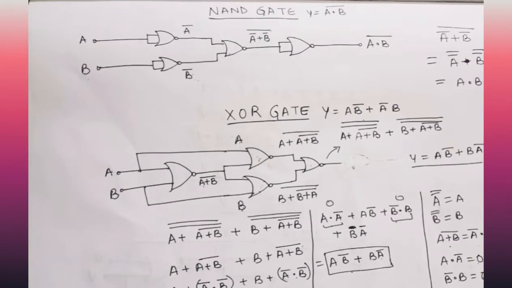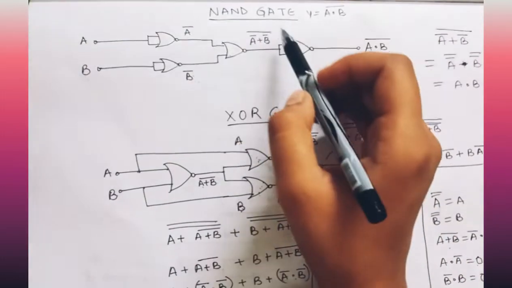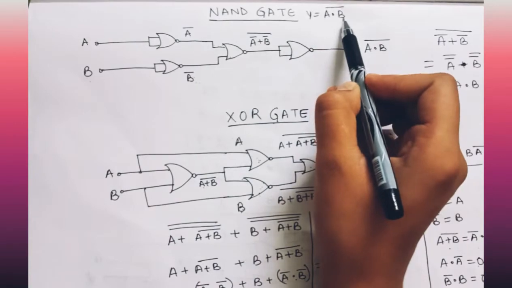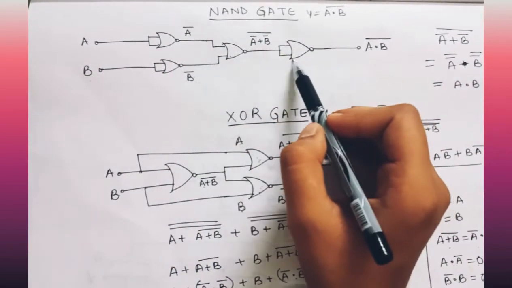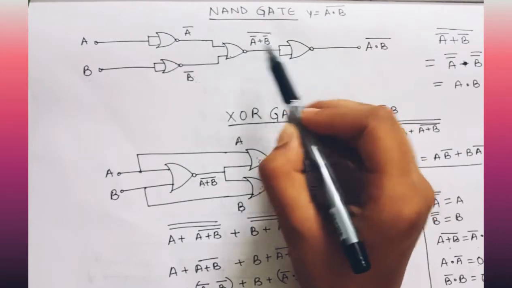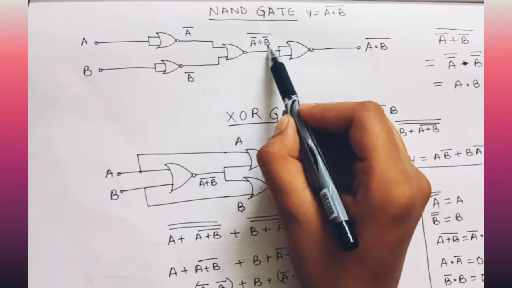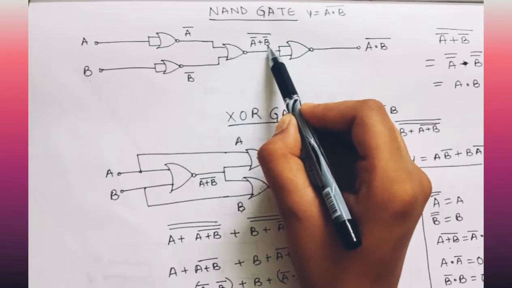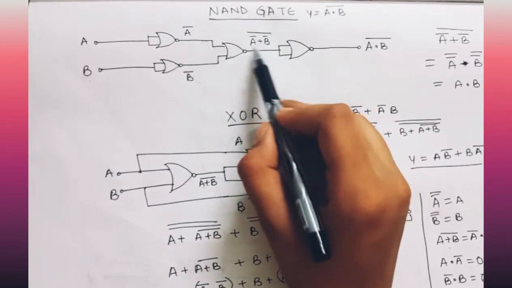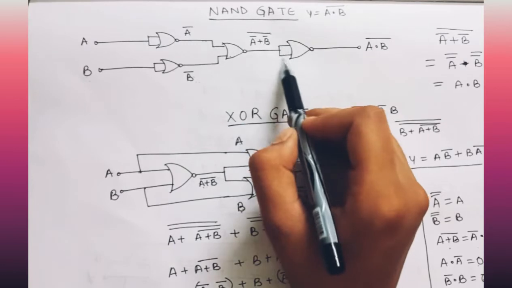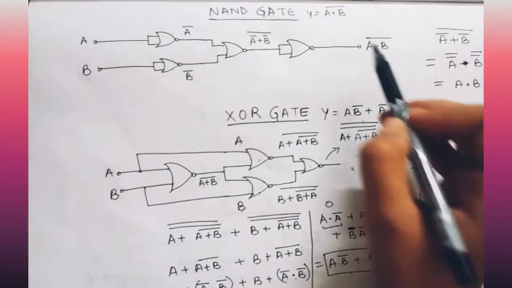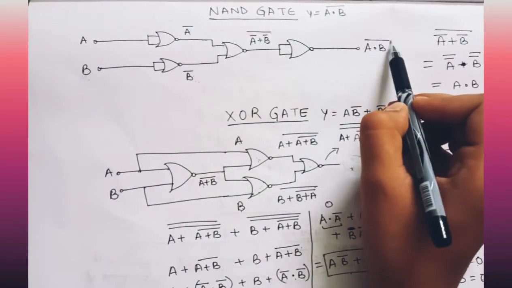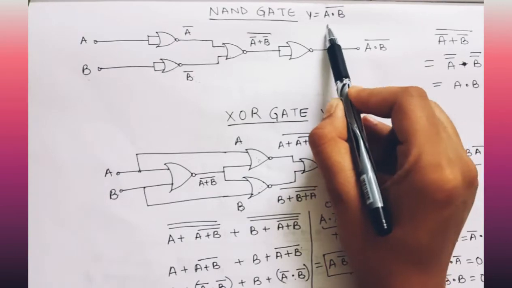The next gate is NAND gate. NAND gate is just the complement of the AND gate. So, we'll take the same circuit as AND gate and add a NOT gate to it. We have solved this equation previously, and the output is A into B for this. So, since we have added a NOT gate to this, it will complement its input, that is A into B. Hence, the output will be (A into B) bar, which is the output of NAND gate.